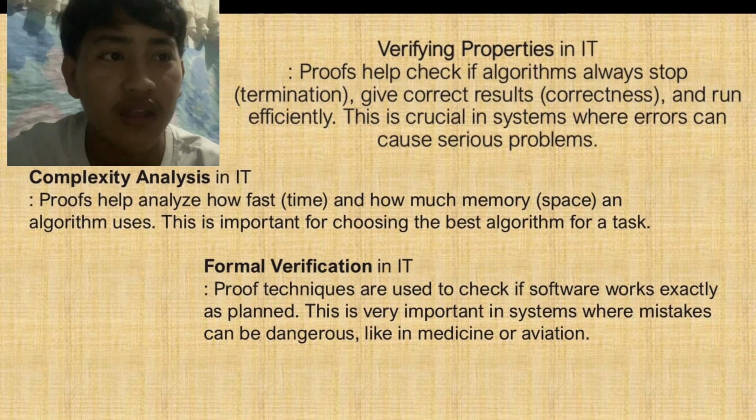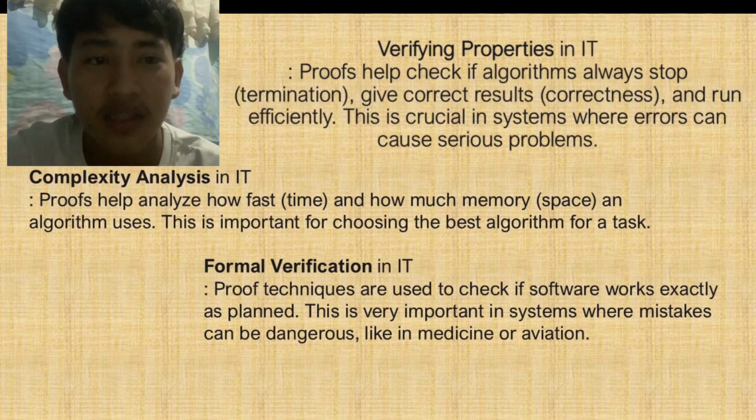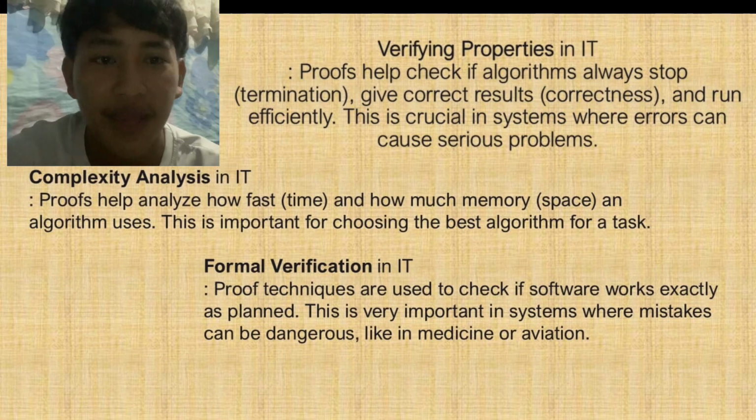This is crucial in systems where errors can cause serious problems. Complexity analysis in IT. Proofs help analyze how fast, the time, and how much memory space an algorithm uses. This is important for choosing the best algorithm for a task.